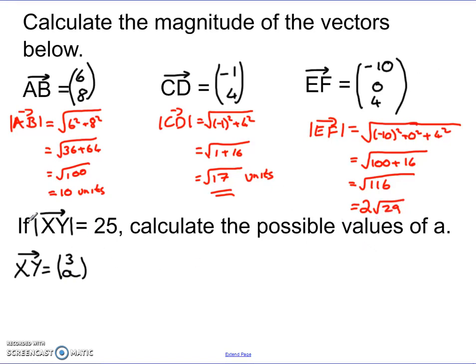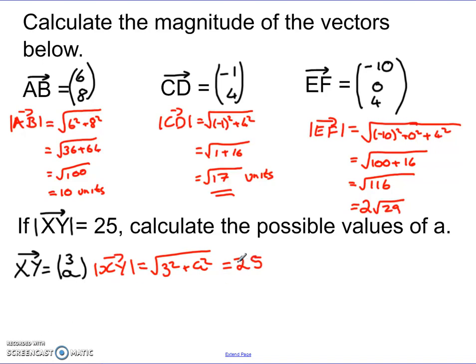We can also do a reverse type of calculation. So if the magnitude of xy equals 25, we have to find the possible values of a. I know xy is given by this, so what I know is the magnitude of xy is equal to the square root of 3 squared plus a squared. And I know that that's going to equal 25. So the square root of 3 squared plus a squared is going to equal 25 in this case.